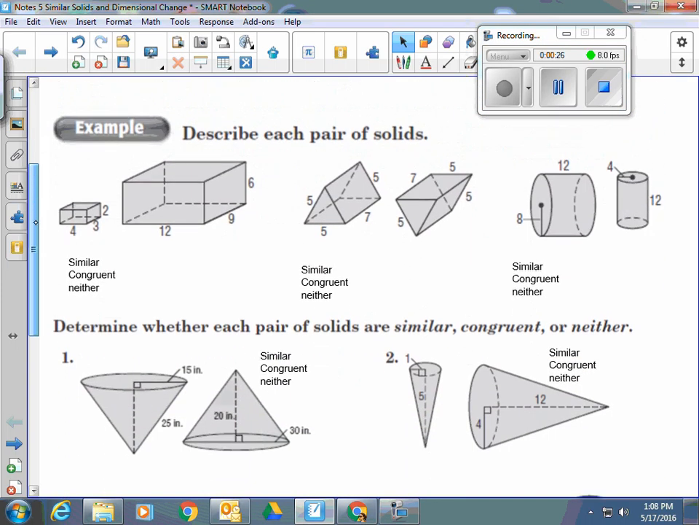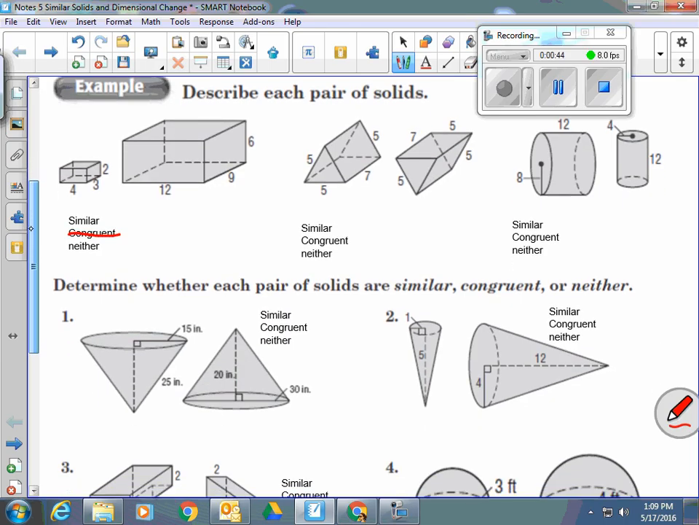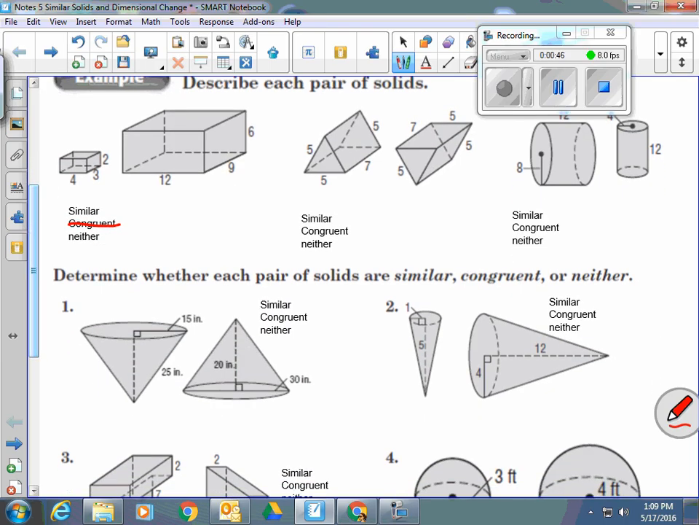So let's look at this first one right here. Do you think that they are similar or congruent, or neither? Congruent. They're the same size and the same shape? No. Okay, so they're not congruent, they're not the same size. So my question is, in order to be similar, they have to be proportional. So the 2 corresponds with which one?